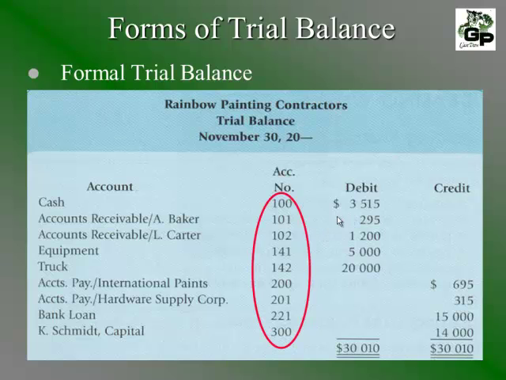There are different forms of trial balances. The one we have learned so far is called the formal trial balance. This is where we have the accounts listed according to their categories: assets, liabilities, owner's equity, and if we have any revenue or expenses.